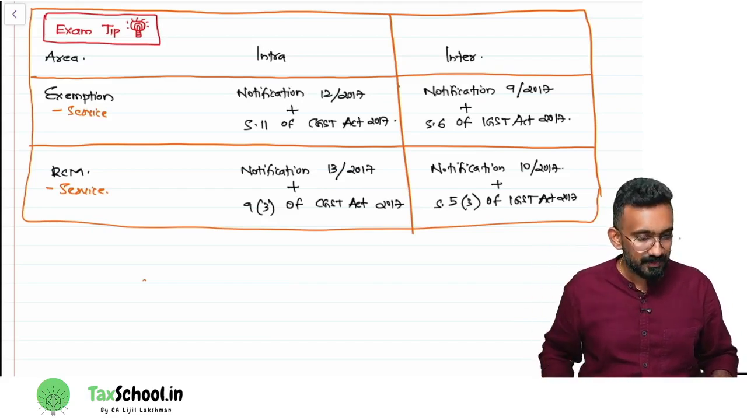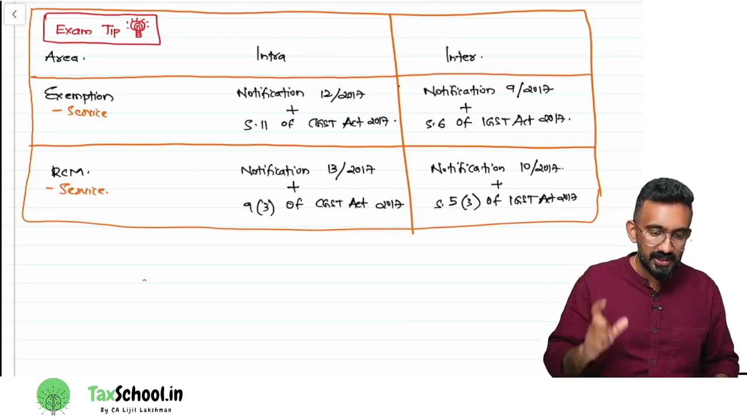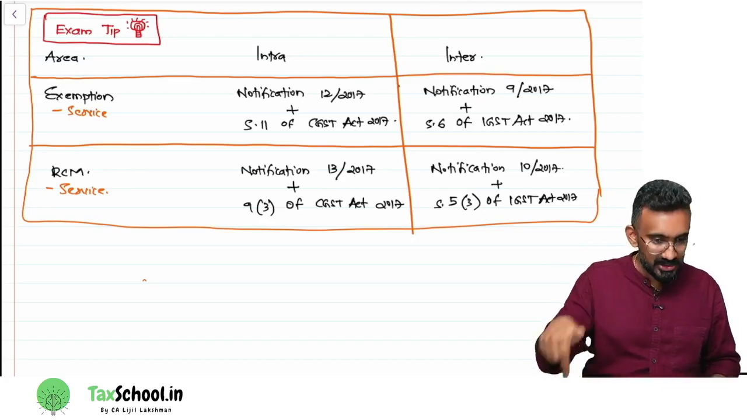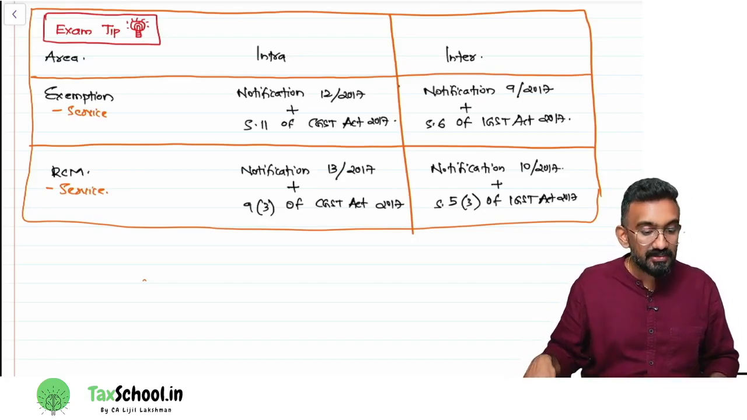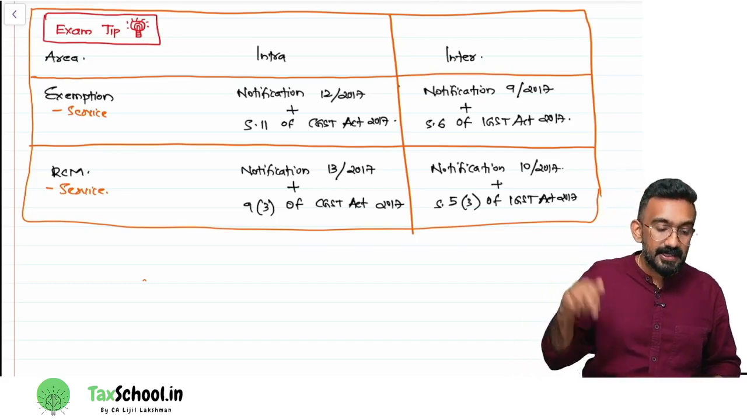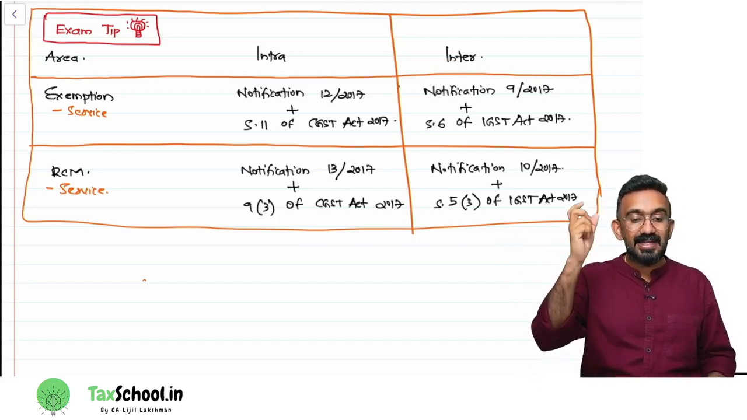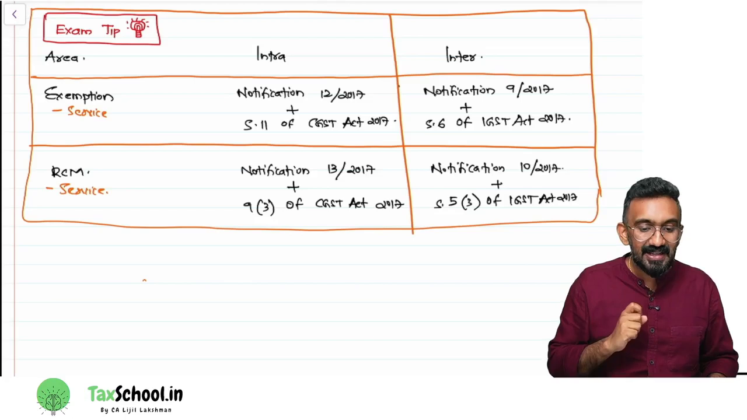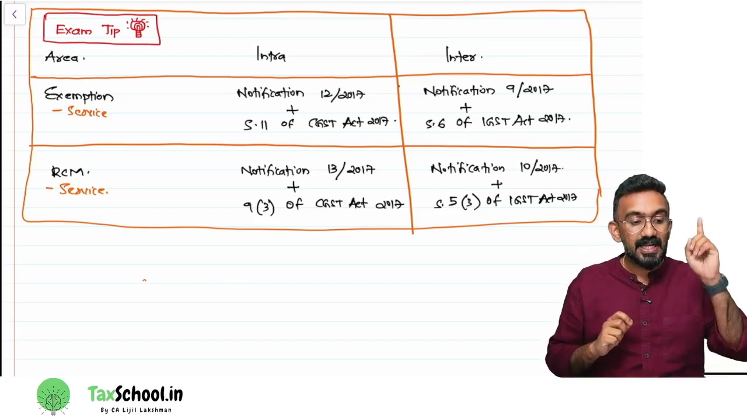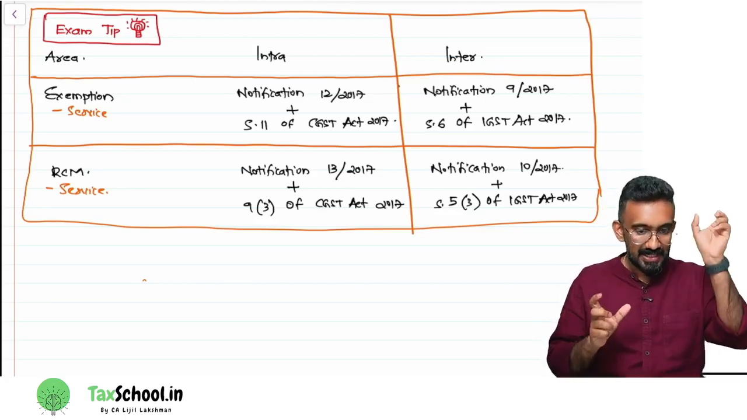Similar is the case with RCM. You're writing an answer for RCM, and you're writing intrastate supply under RCM. You will refer to 9(3). That is something that we have just read. 9(3) read with notification 13/2017. Now you're writing interstate supply under RCM. Your answer should refer to notification 10/2017 read with section 5(3) of IGST Act. So 9(3), 5(3), section 11, section 6.